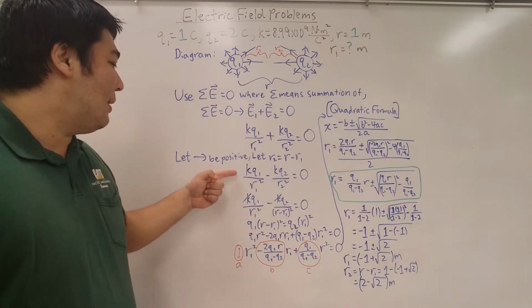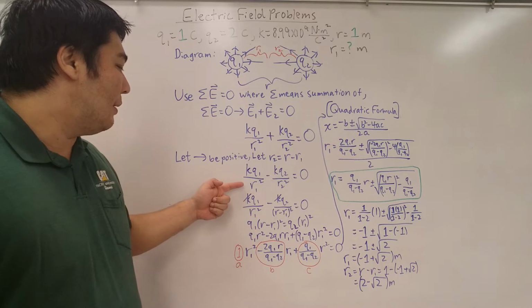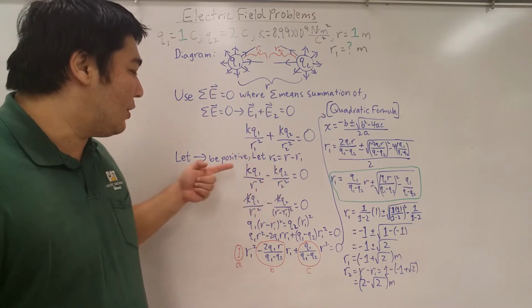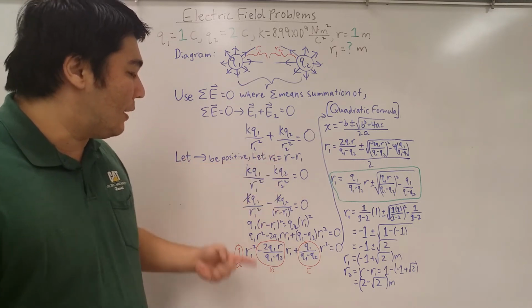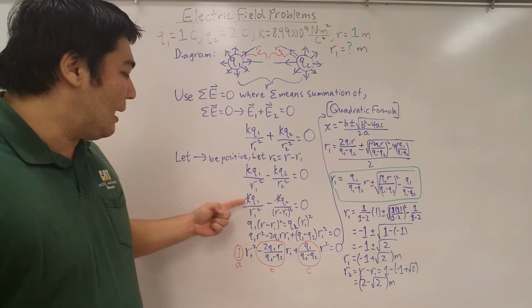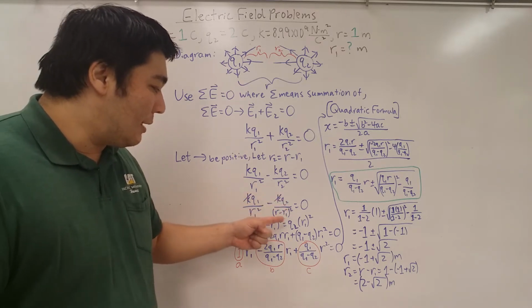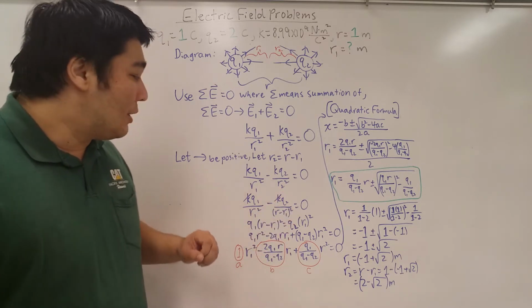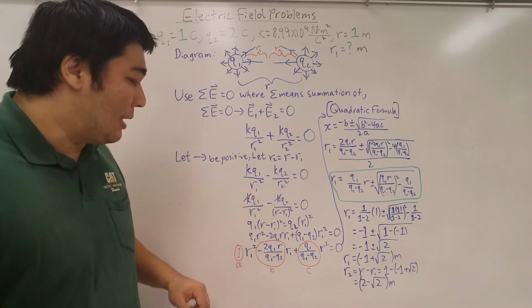Okay, so once we do that, I can rewrite this equation as kq1 over R1 squared minus kq2 over R2 squared. This is just this first statement over here. Now I'm going to add this statement right over here. So that means I'm going to get kq1 over R1 squared minus kq2 over parentheses R minus R1 quantity squared. So one thing that hopefully you notice is that the k's cancel, so I actually don't need them in this equation.